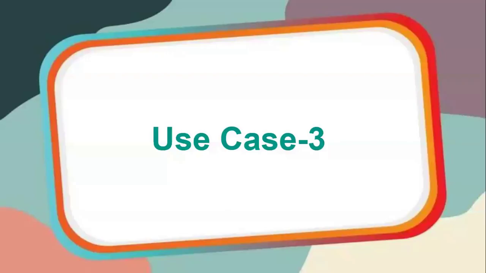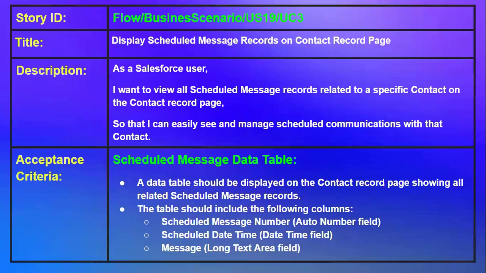In the previous video, we discussed the use case where we send an email alert message at a scheduled time. When it is the scheduled date and time, we send the email alert to that contact person. That use case we discussed in the previous video, and now in this video, we are going to discuss the third use case.